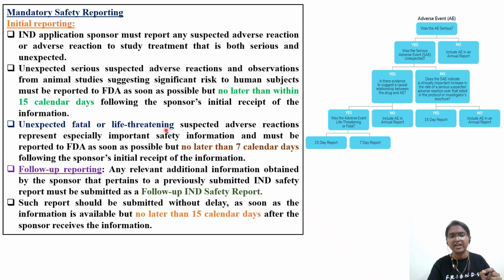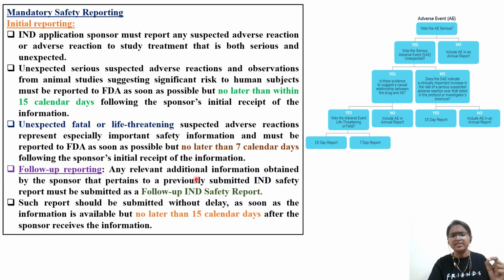Unexpected, fatal, or life-threatening suspected adverse reactions represent especially important safety information and must be reported to the FDA as soon as possible, but no later than 7 calendar days. As I told you, in the question they have mentioned three, but when I looked into the literature, I found this 7-day rule, 7 calendar days, following the sponsor's initial receipt of the information.